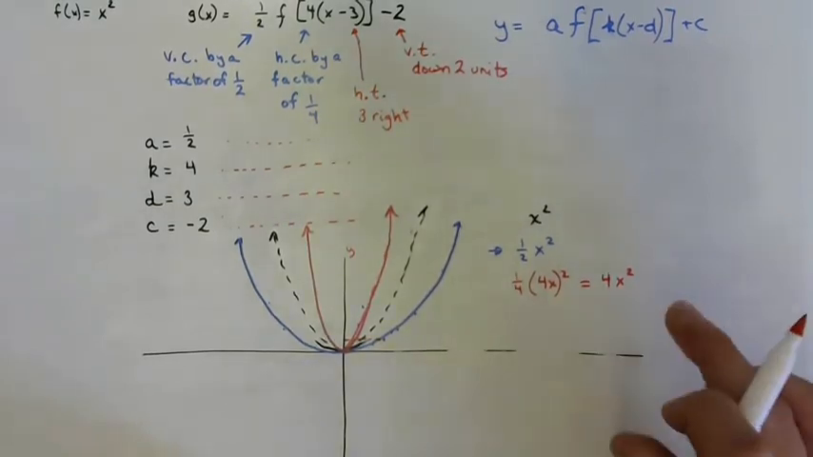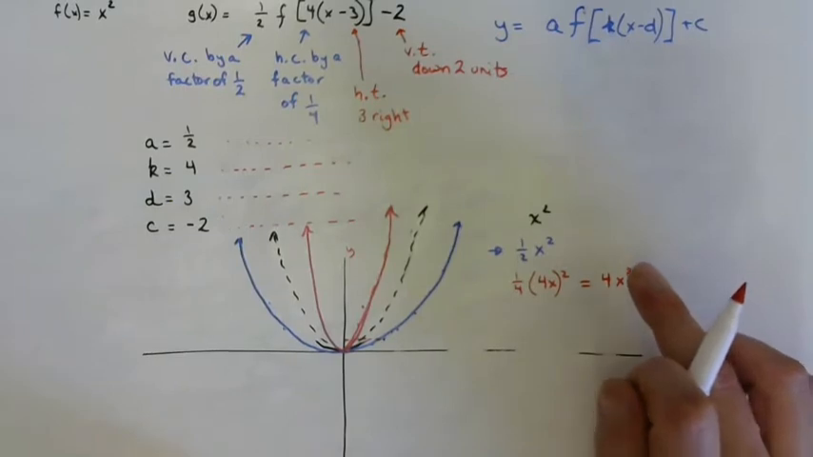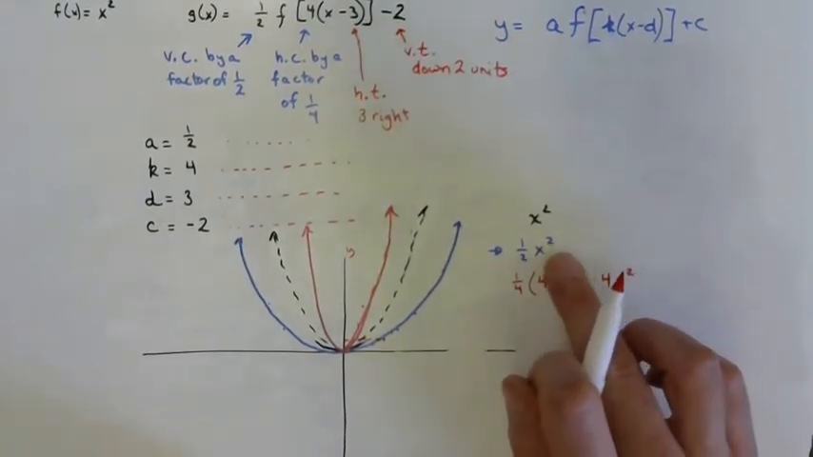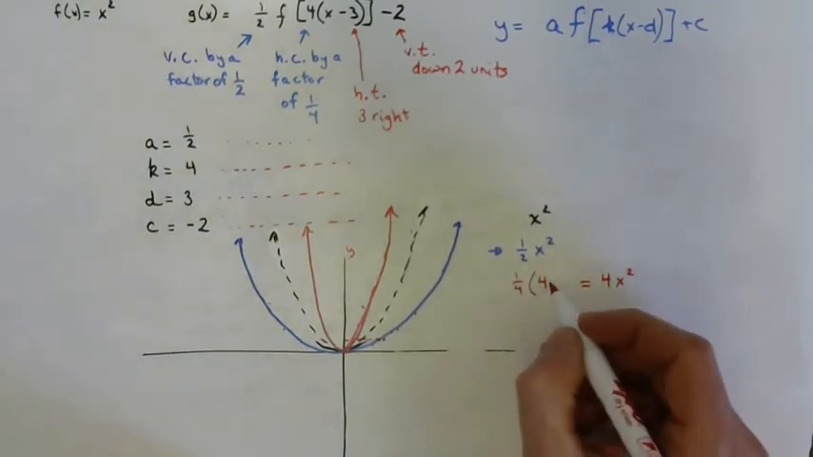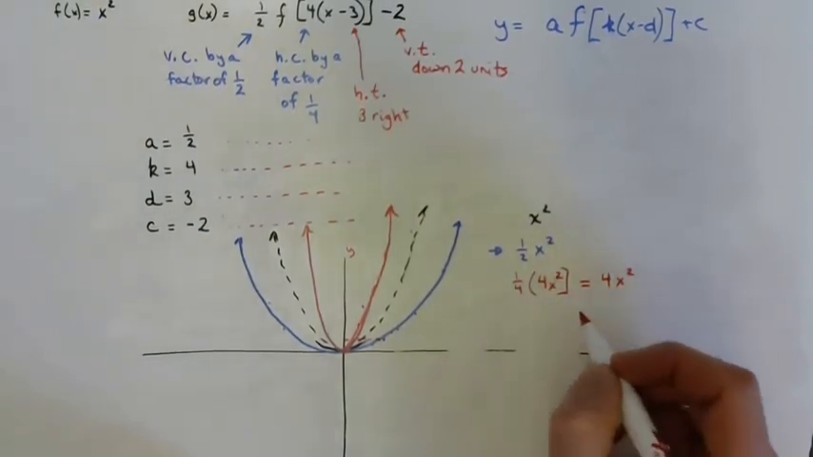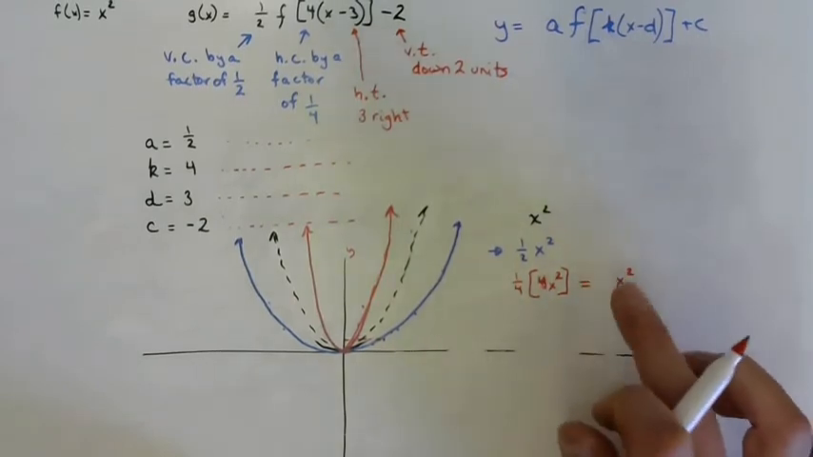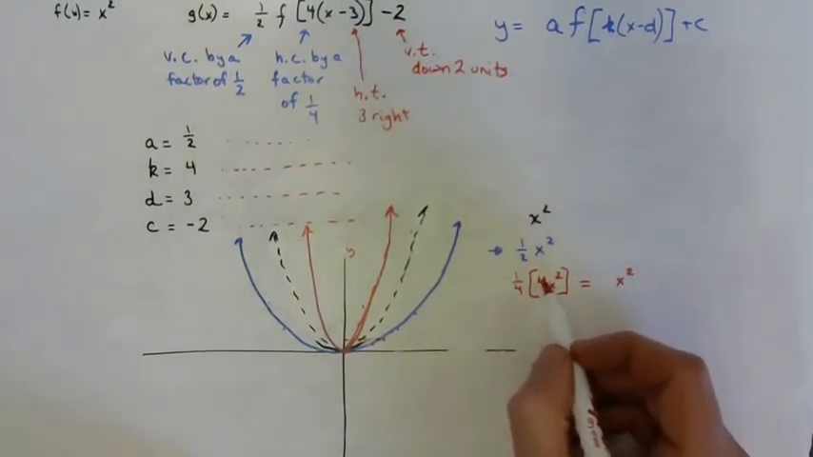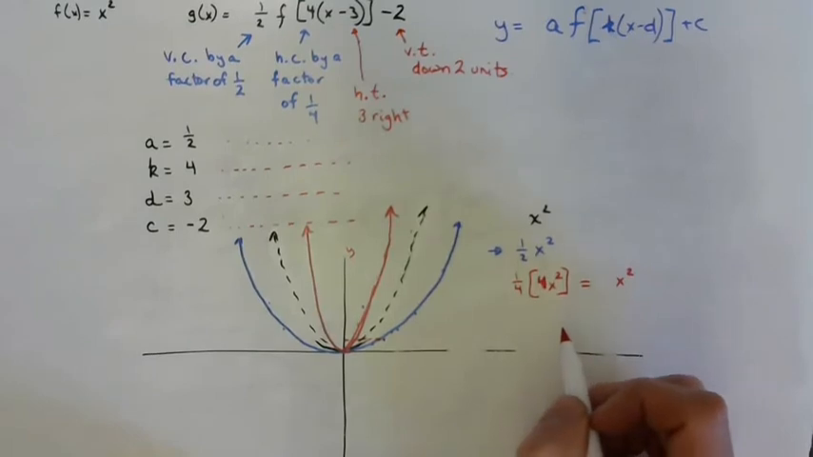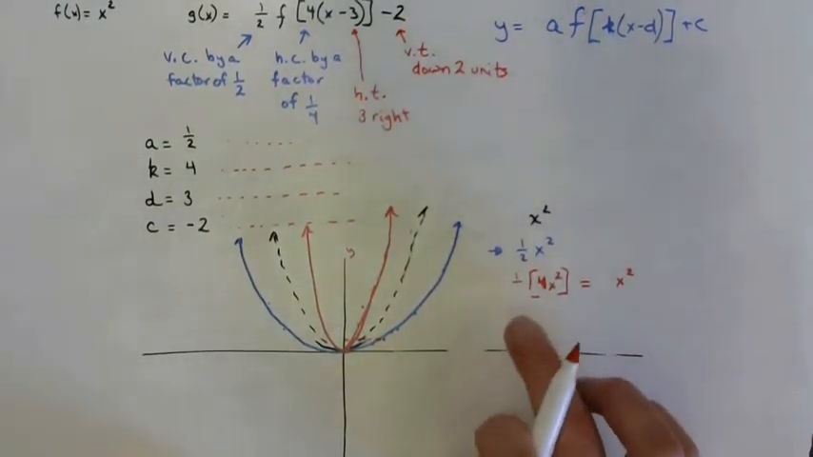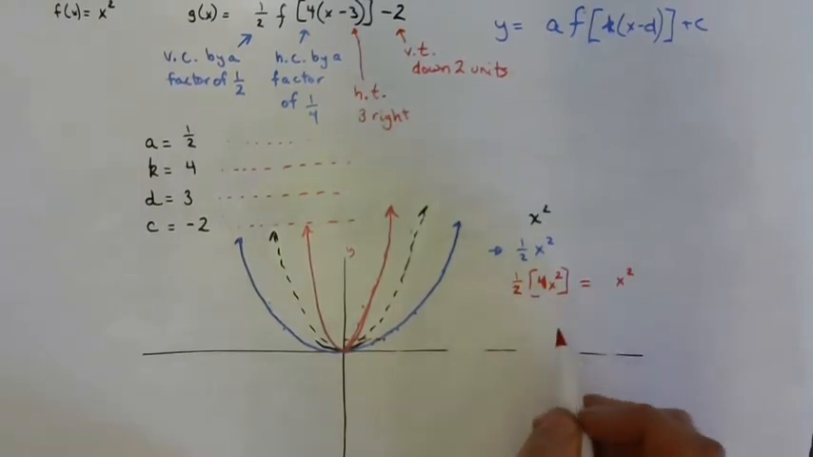No, I lied to you, because this is not in brackets. This should be in the bracket with it, like that. So it's not actually 4x squared. Oh, because this is a 1/2. That's why. Okay, there we go. Sorry about that.